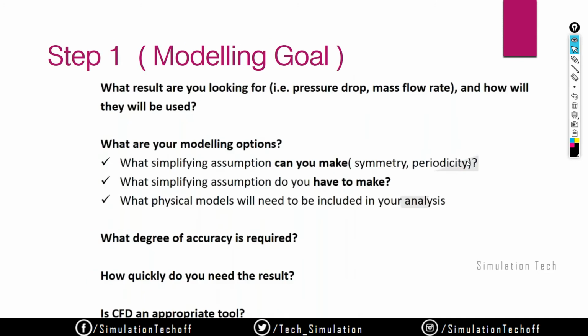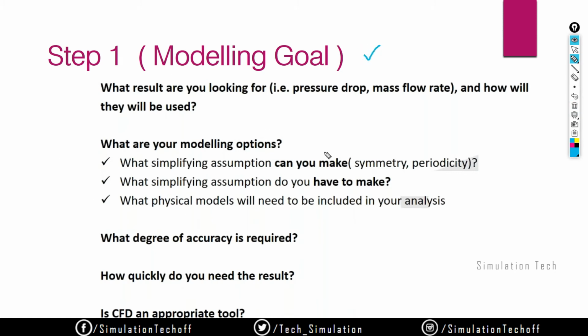Basically we have various steps which we should keep in mind while we do a CFD analysis. Okay, so in total we have 7 steps. We will see them one by one. Okay, so step number 1 is the modeling goal. What is that modeling goal? We have to be very clear what results we are looking for, like whether you want to know about the pressure drop or mass flow, and how they will be used. So why are we looking for that particular result? Accordingly, we need to design our model. That is what they call the modeling goals.